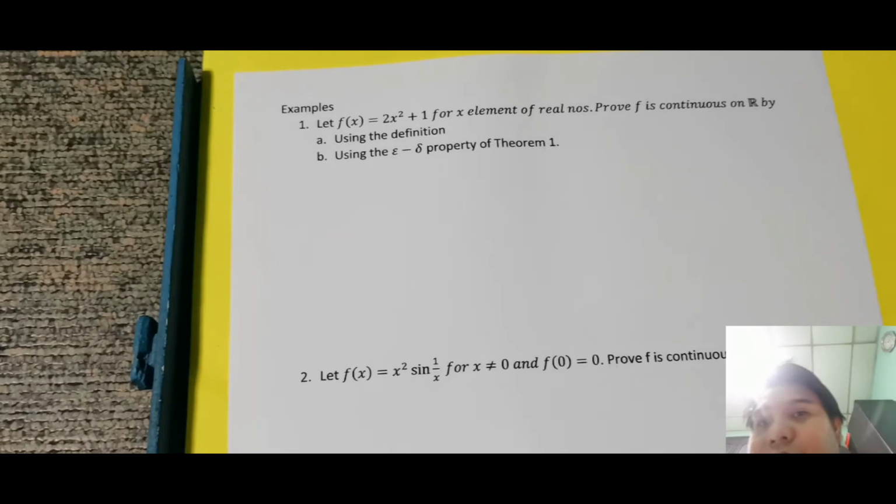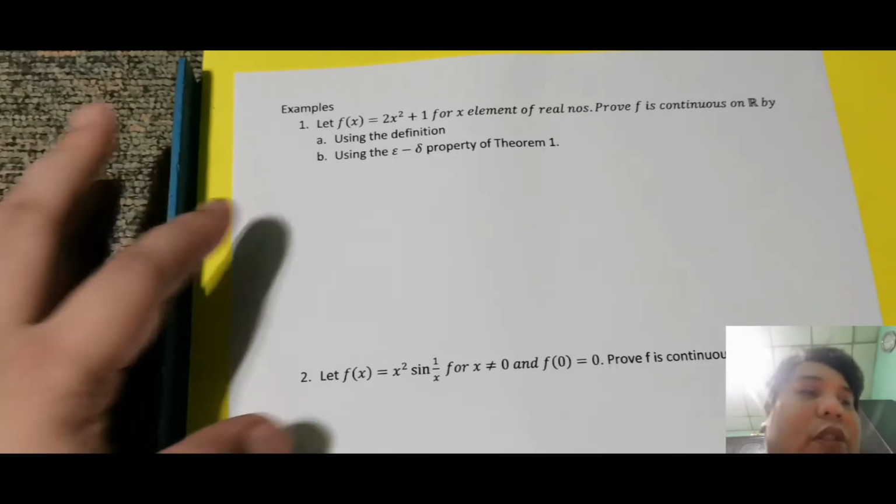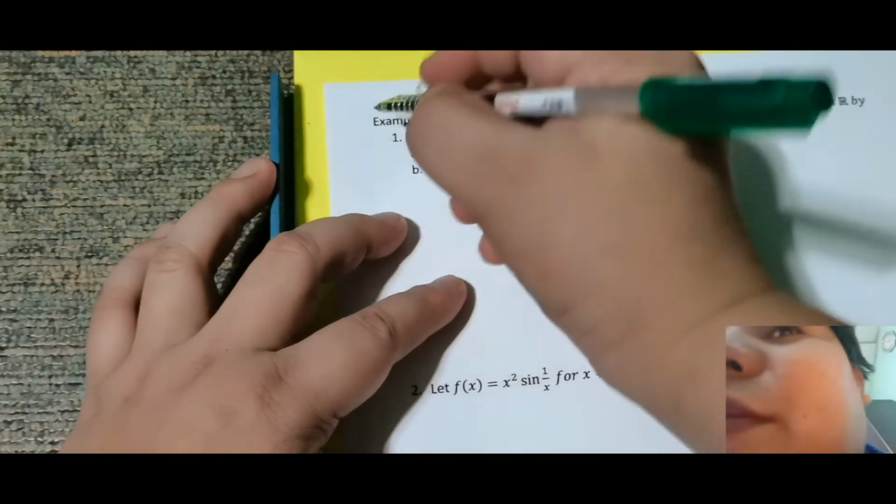Okay, so sabi niya let f of x is equal to 2x squared plus 1 for x element of real numbers. Prove that f is continuous on R. So, I think x not yata yun. Tama lang. Okay, so gagawin natin una. So, for letter A, dito na lang.